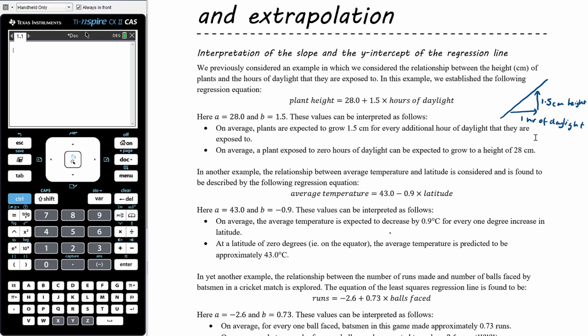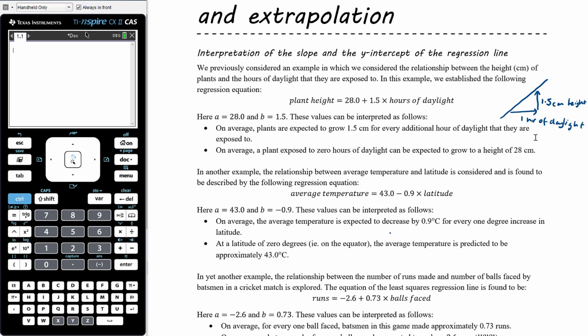Okay, so for every 1 hour increase in daylight that the plant is exposed to, the plant would be expected to grow an additional 1.5 centimetres in height. So the sentence I've got written here is, on average, plants are expected to grow 1.5 centimetres for every additional hour of daylight they are exposed to. Okay, so it's really important that you make reference to units that are specific to the question, and that you really relate it to the variables in question.